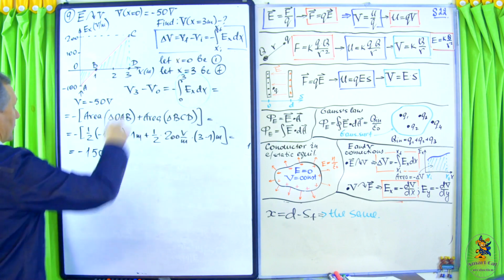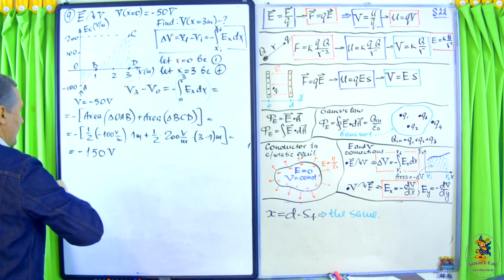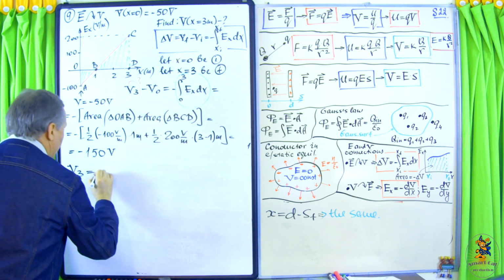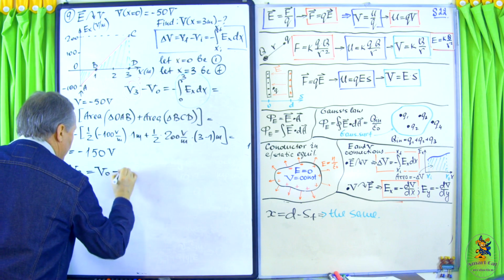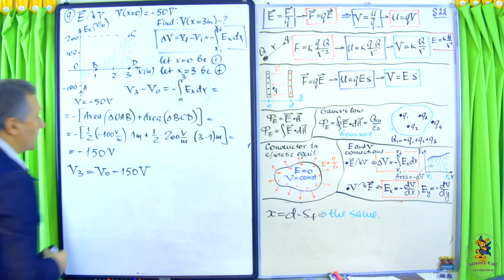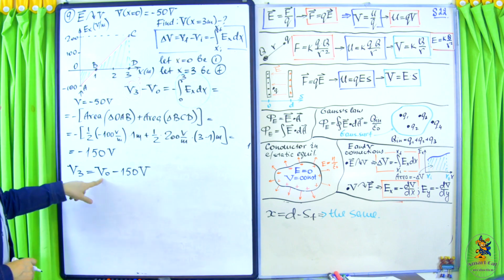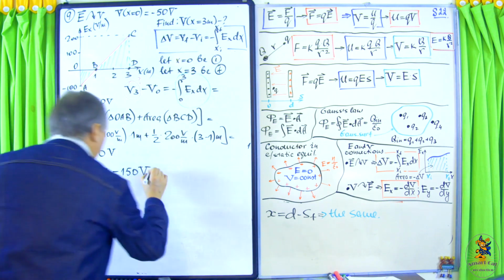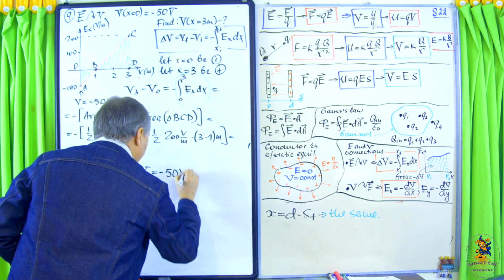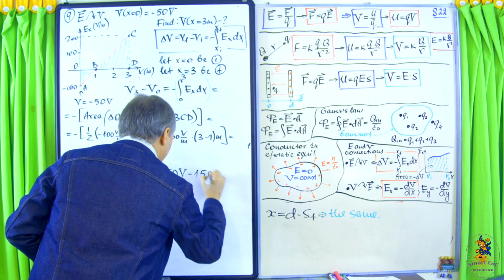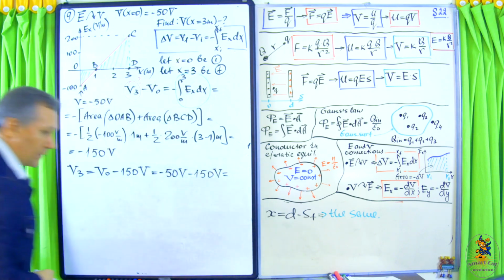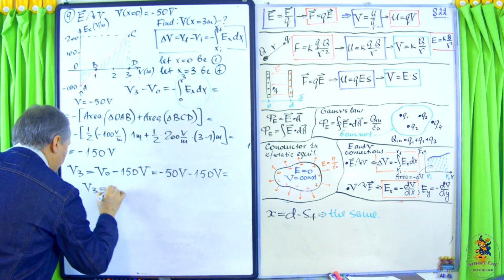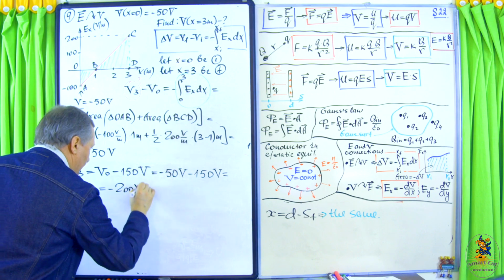But we need to find this. So let's just solve it for that. So V sub 3 equals, this goes to that side with plus V sub 0 and minus 150 volts. So that term went there. V sub 0 is given as minus 50 volts, so minus 50 volts and minus 150 volts. Overall, the value of the potential at point 3 equals minus 200 volts.